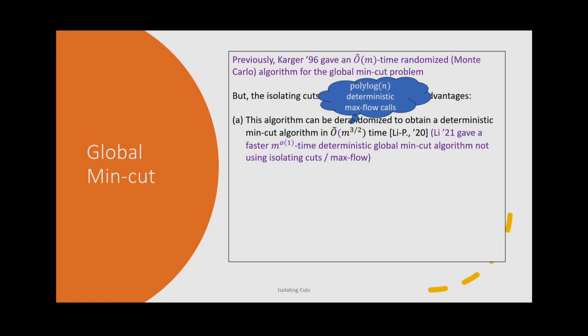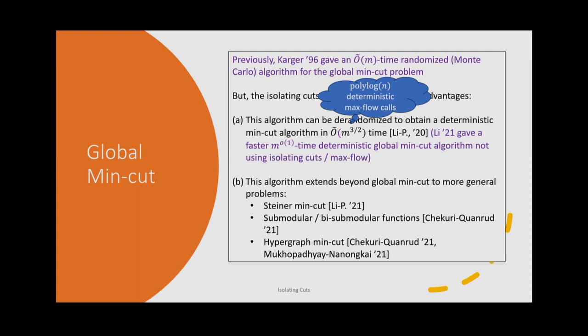Okay. But here's what I want to focus on. Another important property, perhaps even more important in hindsight, although we didn't realize it immediately when we were working on it, is that this isolating cuts framework generalizes well beyond the global min-cut problem. In particular, it generalizes to something called Steiner min-cuts, and I will talk about it in detail in the next few slides. So let me skip that.